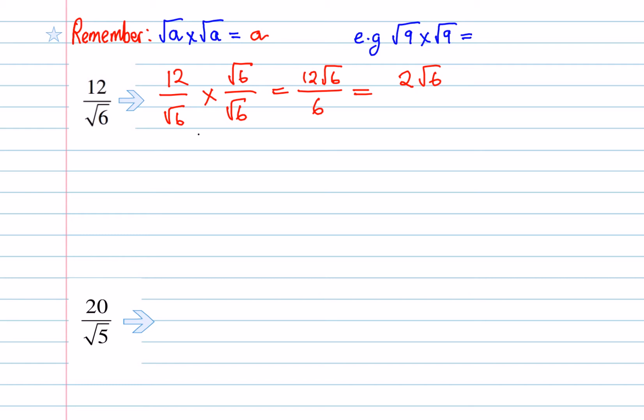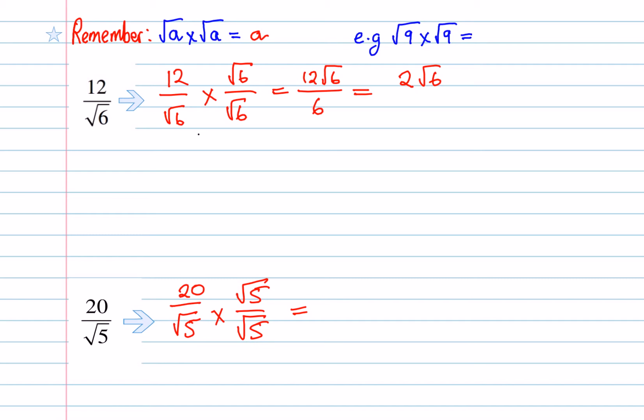Let's have another go at a different question here. So we have 20 over root 5. We'll multiply that by root 5 over root 5. Root 5 over root 5 is just the same thing as 1, so it will not change the value of this fraction, but only how it is displayed.